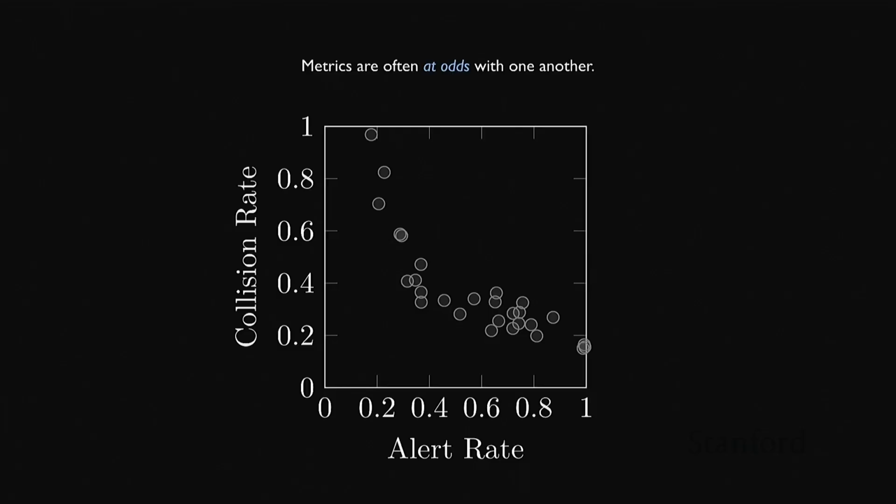And so one tool we often use when we talk about these types of trade-offs is something called Pareto optimality. And the idea here is that a system design is Pareto optimal if we can't improve one of these metrics without making another one of these metrics worse.